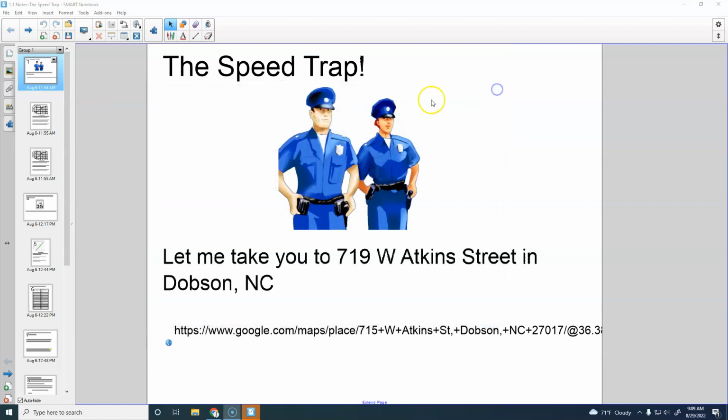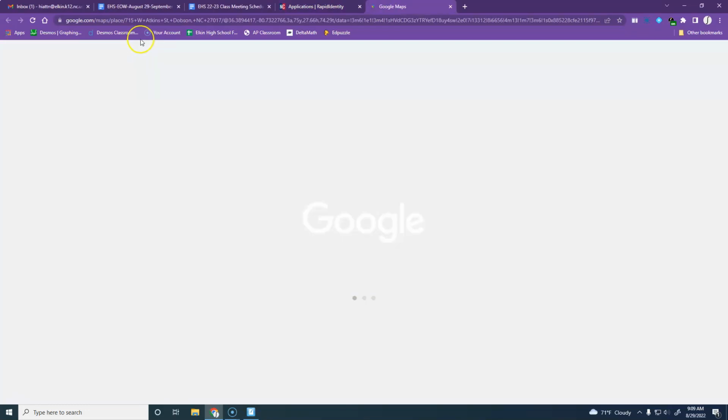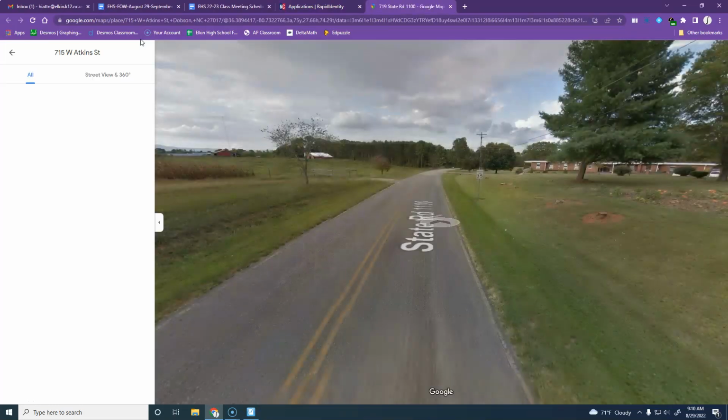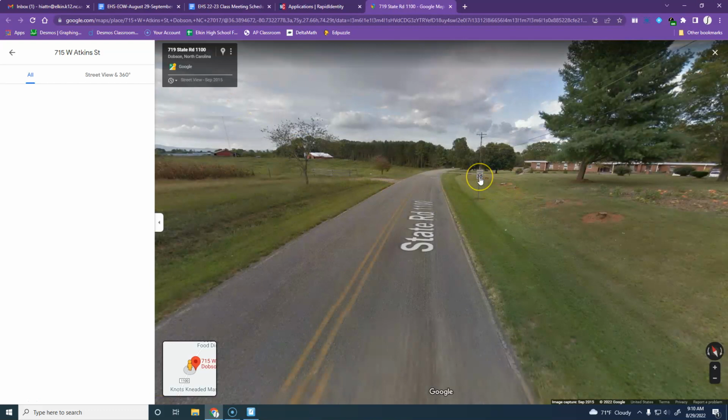Alright, so let me take you to 719 West Atkins Street in Dobson and give you a warning. You see this right here? This is a speed limit sign that tells you that the speed limit here is 35.